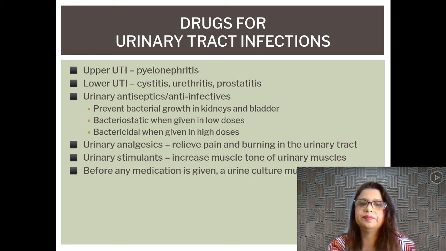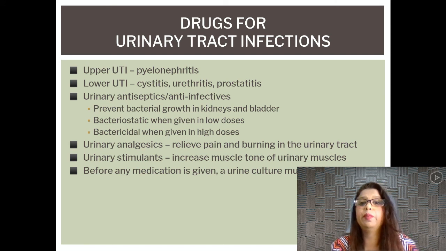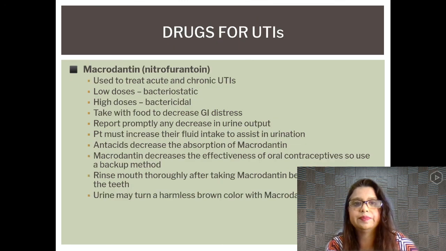Prostatitis, inflammation of the prostate. Now we give urinary tract antiseptics or anti-infectives in order to clear the infection. Some of them are bacteriostatic and some of them are bactericidal. Urinary tract analgesic will relieve the burning and itchiness in the urine. When a person is having frequency, urgency of urine, then sometimes we give them urinary tract analgesic. One of the examples is pyridium. Then we give them urinary stimulants, which increase the muscle tone for the urinary muscles. And if a person comes with urinary tract infections, we always do a culture sensitivity to find out what drug is the best drug to give.